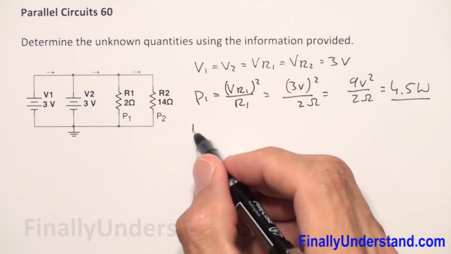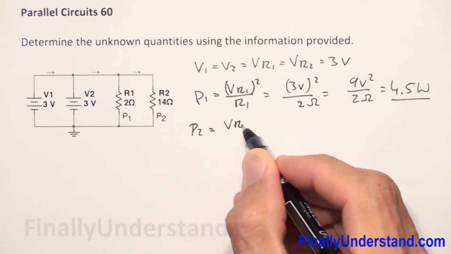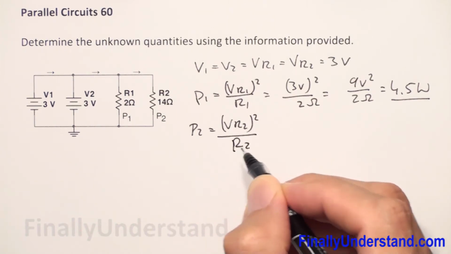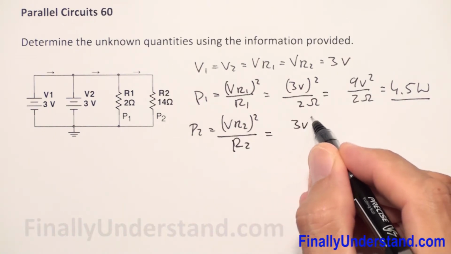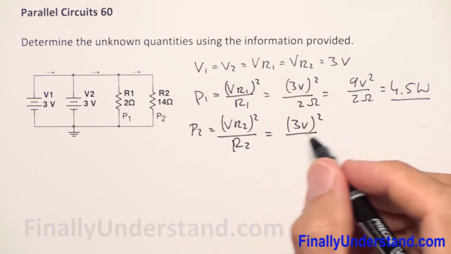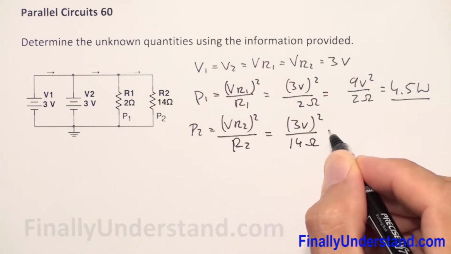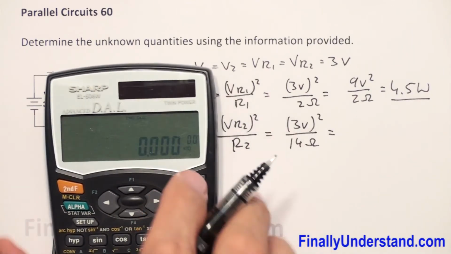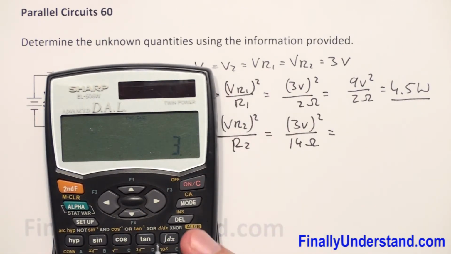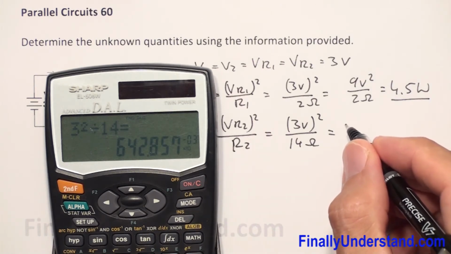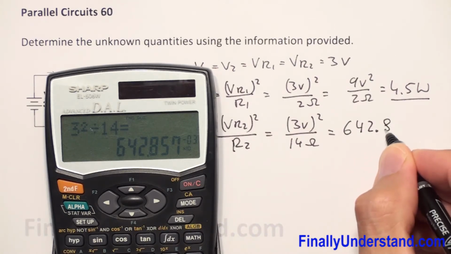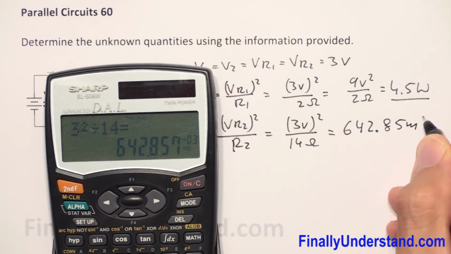If I want to find P2, P2 is equal VR2 to the second power over R2. This is equal 3 volts to the second power divided by 14 ohms. This is equal 3 to the second power divided by 14 equals 642.85 milliwatts.